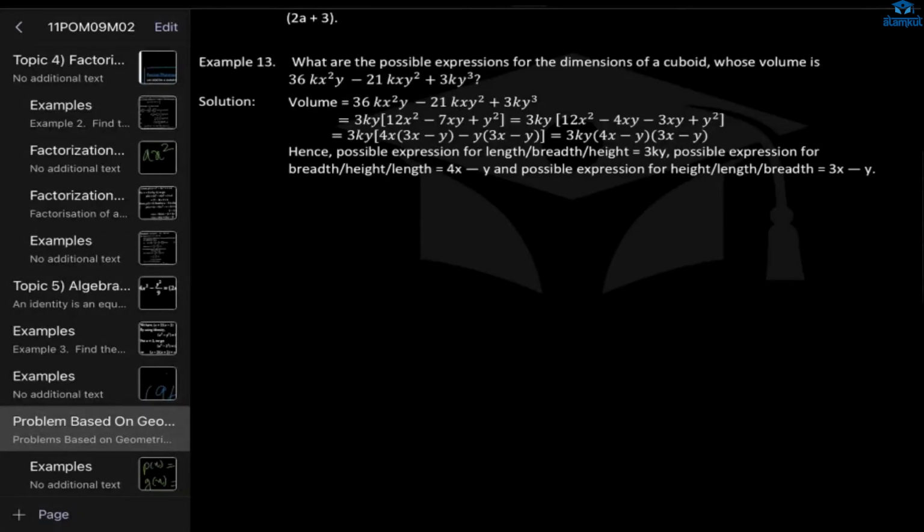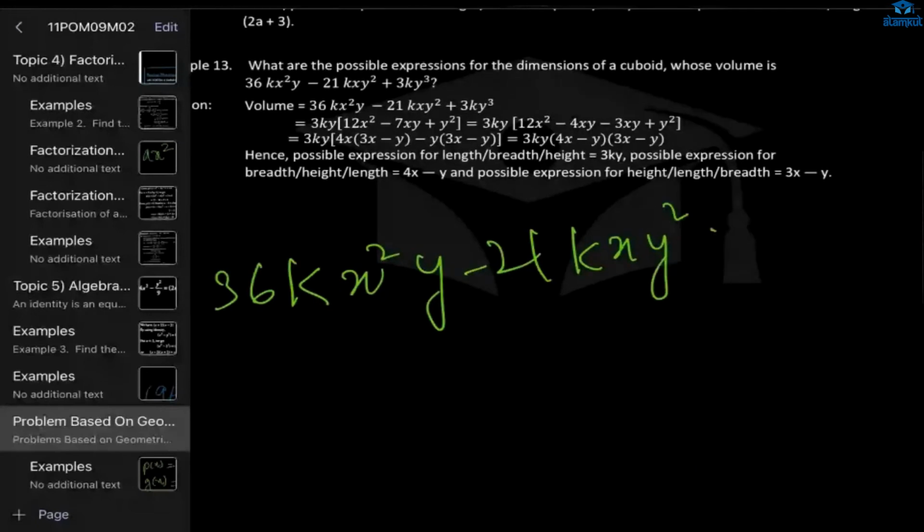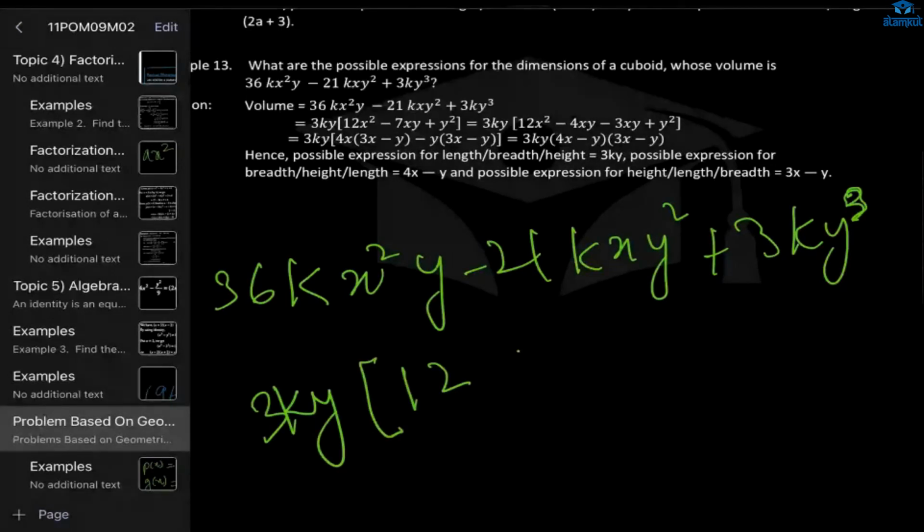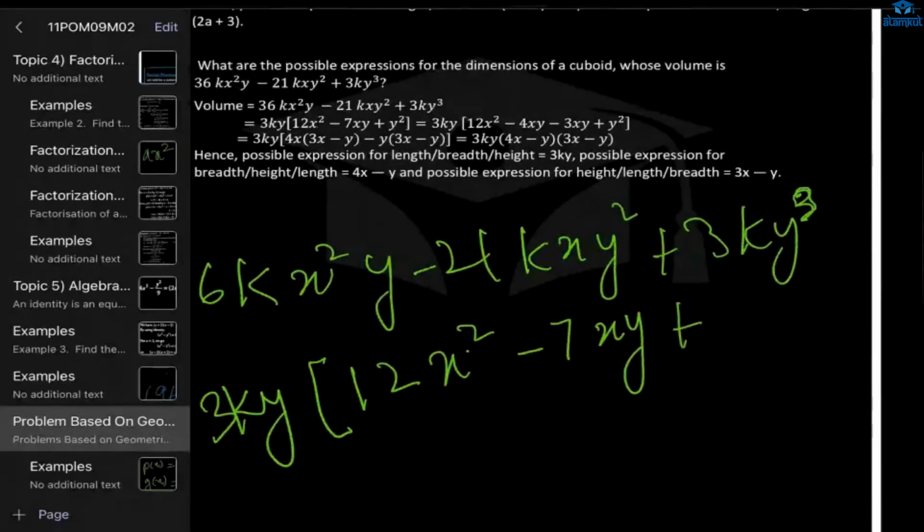So this is written as 3kx square y minus 21kxy square plus 3ky cube. Now this is not quadratic, the highest power is 4. Now how are you going to do this? If you take 3ky common, we get 12x square minus 7xy plus y square. 3ky is common, so y square will be there. Okay, we have got this.